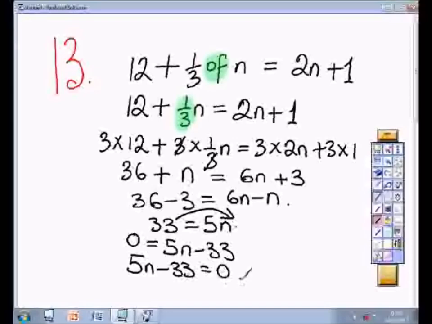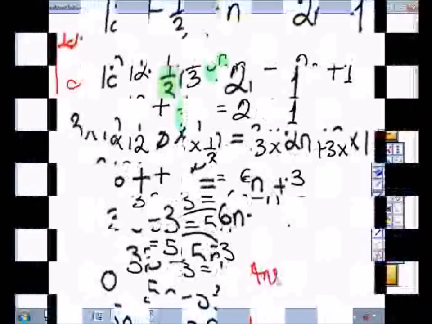Remember that this question is not asking us to solve the equation. It's just asking us to write the equation out from the worded statement in the question. So we may as well consider this as our final result as required.